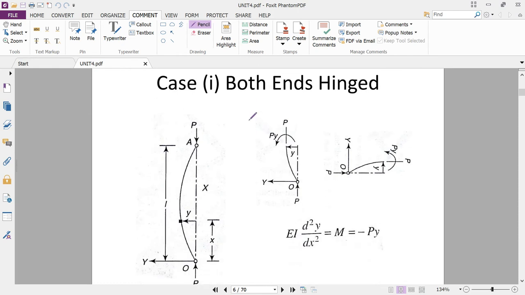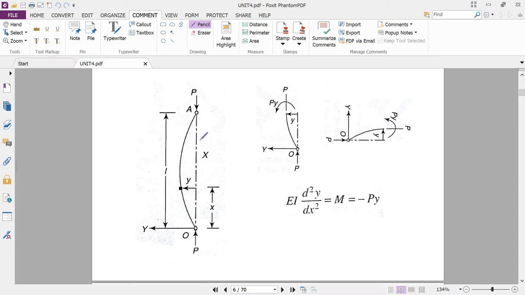By the definition itself, the end conditions of the column are most important. So based on the different end conditions of the columns, various formulas are generated. The first important case is both ends hinged. Suppose this is a column. If you see the diagram, this is a column, and the axial compressive force is acting in the form of P.